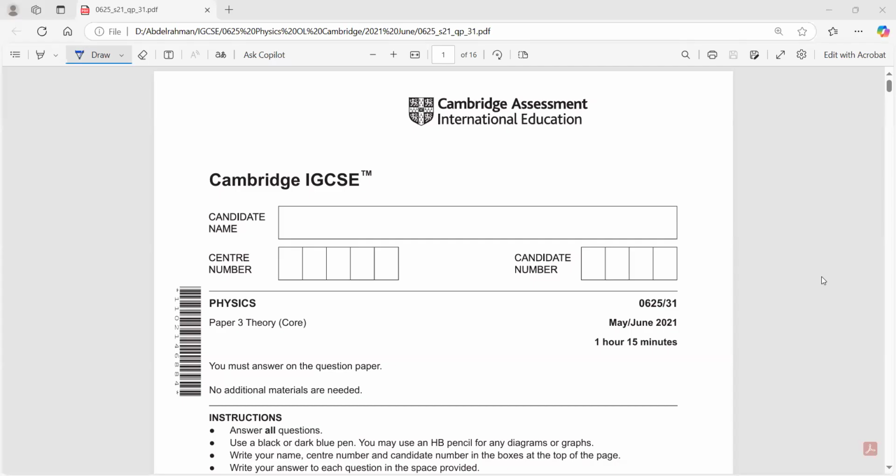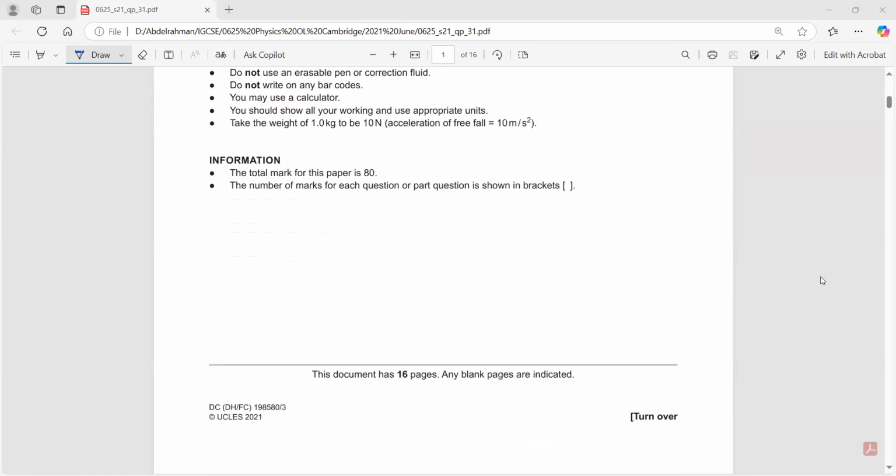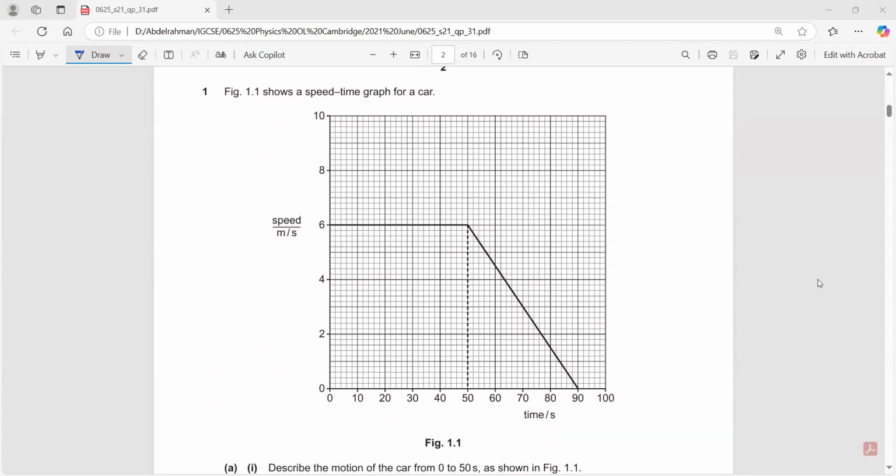June 2021, paper 3, variant 1. Question 1, figure 1.1 shows a speed time graph for a car.